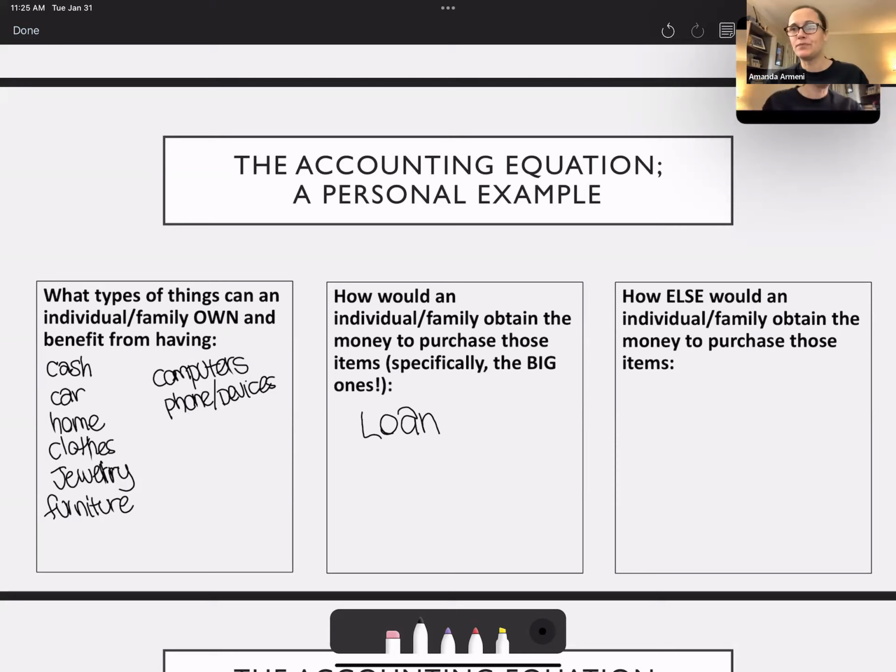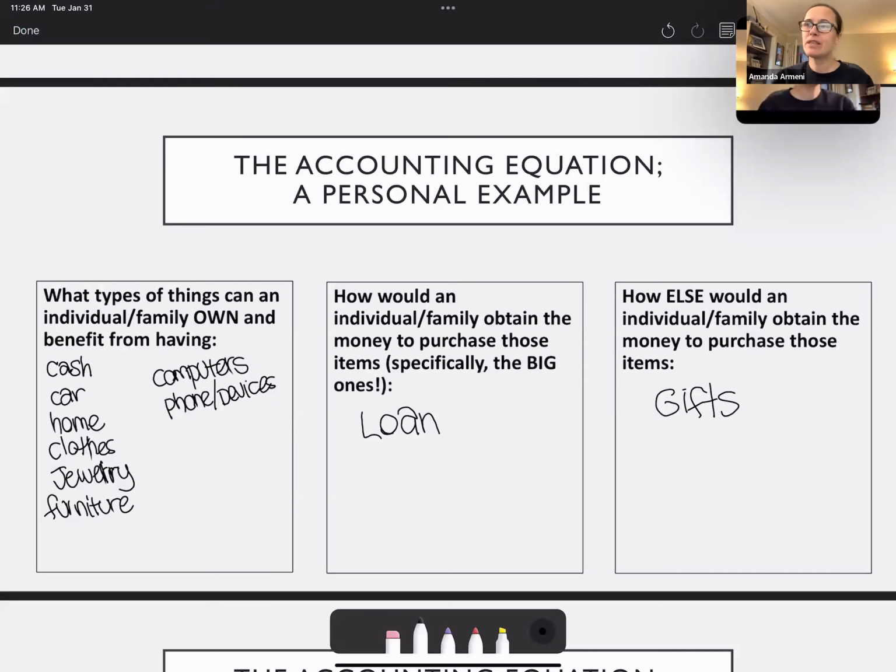Now, for the final box to the right, how else could an individual or family obtain the money to purchase those items, or just get those items? Yes, I can take out a loan, but that's already included in that middle box. Another way that I could obtain those things, or the money to obtain them, is through gifts. I may get a device as a gift, or I may get cash as a graduation gift or a birthday gift.